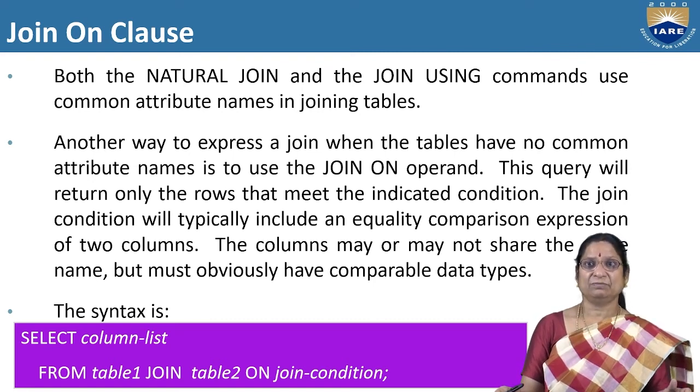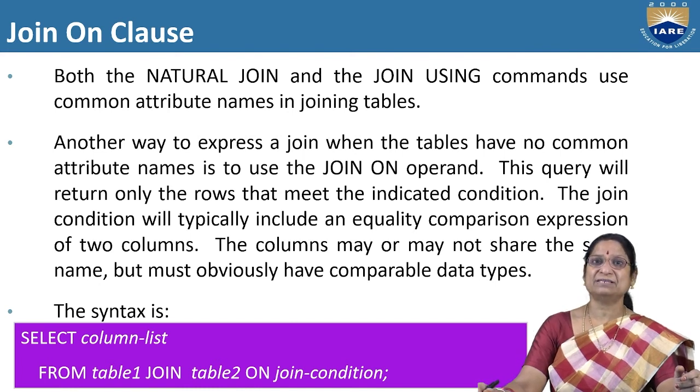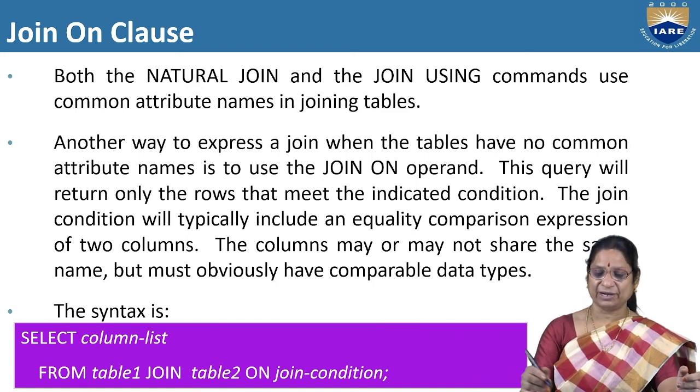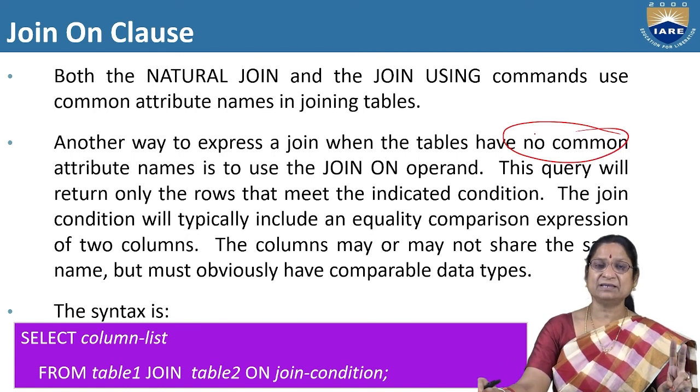So the join on clause is also there. Both natural join and join using commands use the common attribute names, but not always. Sometimes we have to join based upon some other join conditions also. So this is another way to express a join when the tables have no common attribute. We are using two techniques. One is the old technique, another one is the new technique. In the new technique, we are going to use two clauses, either using or on clause.